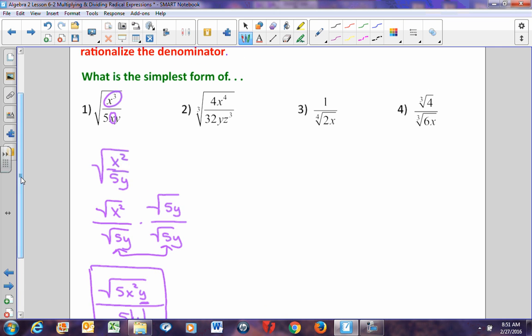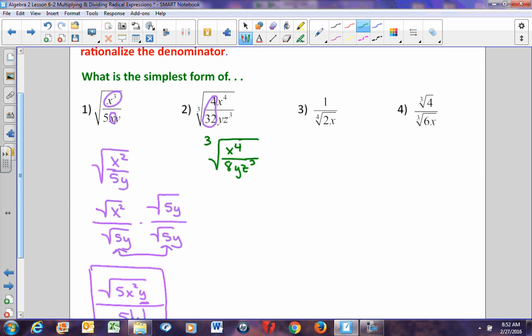Cube roots, fourth roots, these are a bit more complicated because I'm not going to multiply by just the square root of something, because you can't multiply a cube root by a square root. So the first thing I'm going to do here on problem number 2 is simplify this because I know 4 thirty-seconds reduces. 4 goes into itself once, and it goes into 32 8 times. So now I have, and I'm going to do this in a different color so it's not so confusing with the problem before it, the cube root of x to the 4th over 8yz to the 3rd.